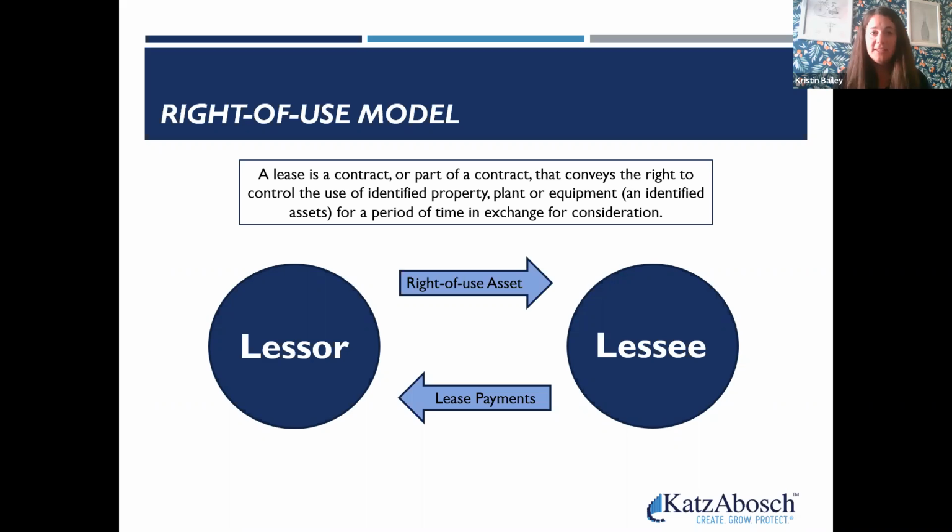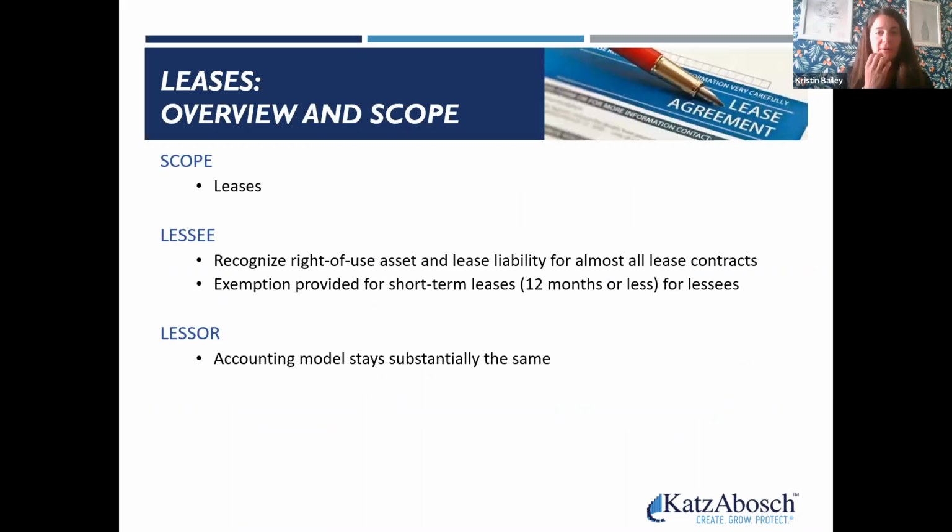And for your operating leases, before they weren't even on your balance sheet at all. Now you'll have a right-to-use office space, a right-to-use copier, and a lease liability. Short-term leases are going to be exempt from this, and a short-term lease is 12 months or less.